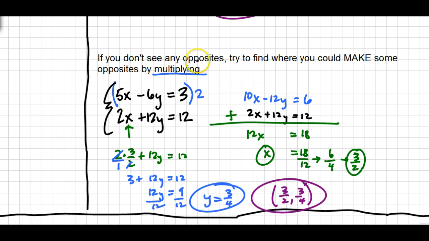So if you don't see any opposites, remember, try to make some opposites. Let's say that we decided not to choose 2 here. Maybe we wanted to eliminate the x's. Another option here would have been to double the top, and then we also could have multiplied the bottom by like -5, for example. That way the 5x and the 2x would have become opposites of 10x and -10x. And then we would have canceled out the x's first to get our answer.